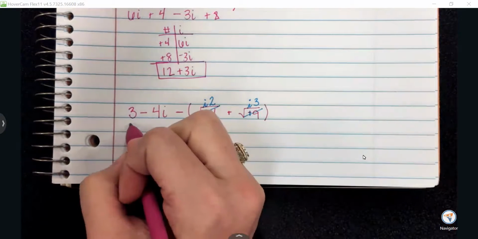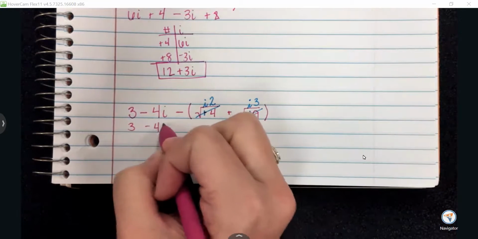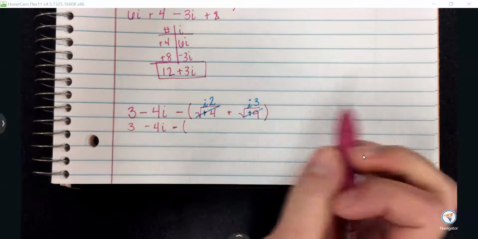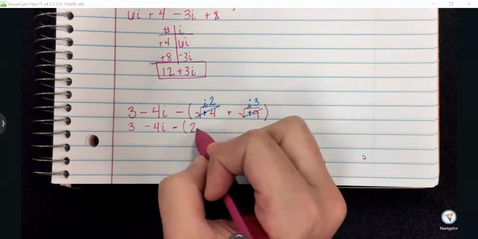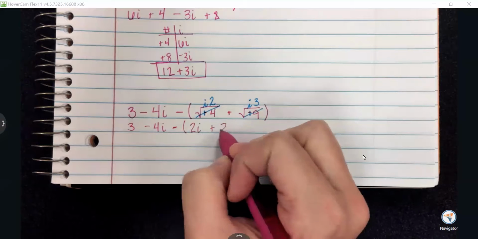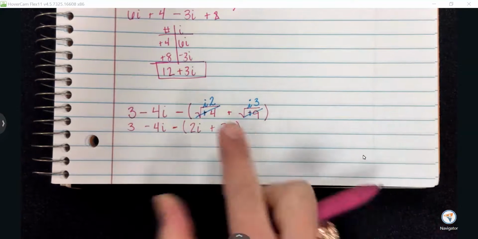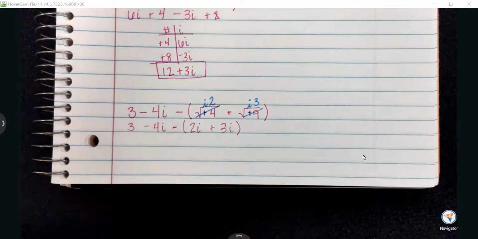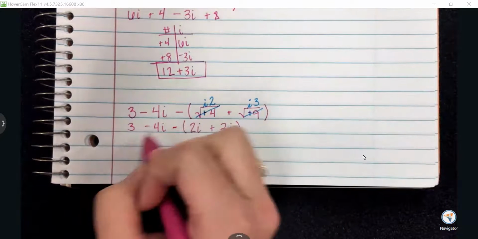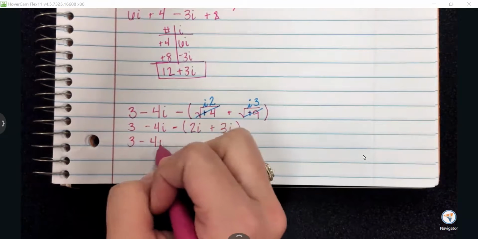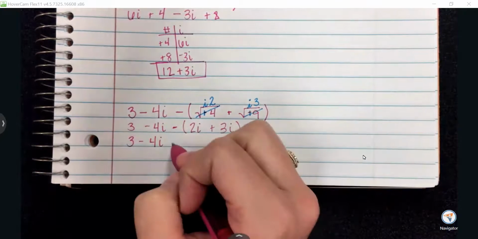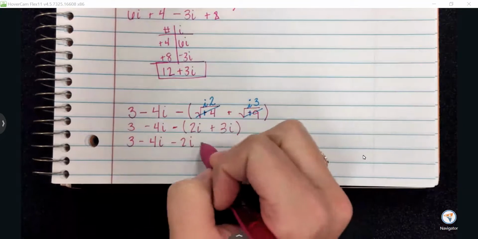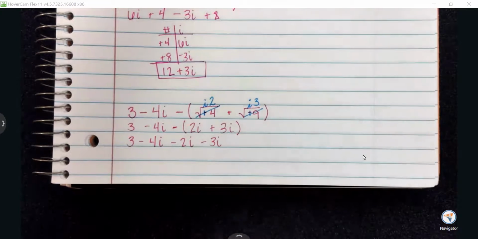Okay. So I have 3 minus 4i minus, I'm going to keep it in parentheses just so we can see, 2i plus 3i. I just rewrote those, correct? Now what can I do with my negative sign? So the front stays 3 minus 4i. What's going to come next? Minus 2i. And what's going to be after that? Minus 3i. You have to distribute.